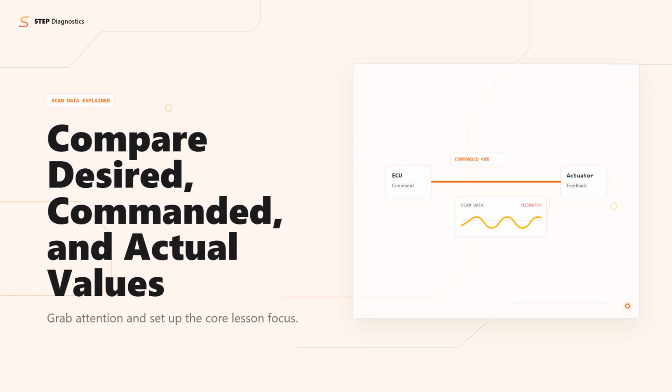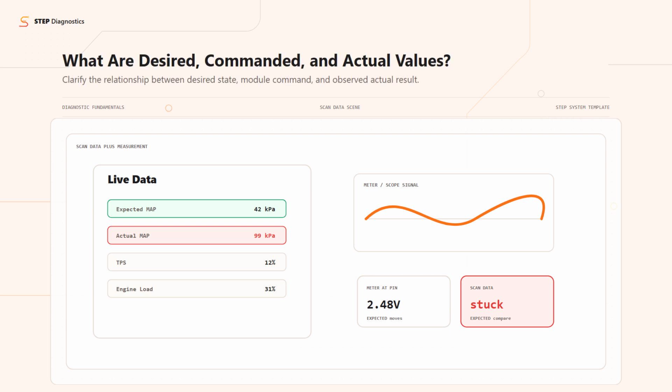When the ECU expects one thing, commands another, and sees a different actual value. Do you know what that really means? In this lesson, you'll learn to compare these three perspectives and why testing them together is key to finding the real problem. Every ECU-controlled system begins with a desired target, what the module wants to happen.